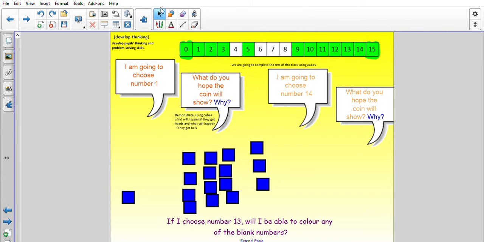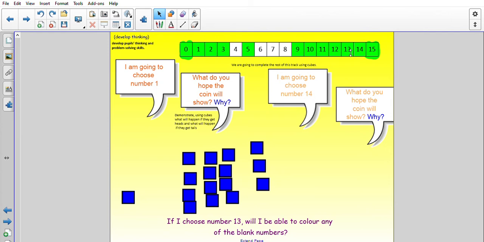Well done. So we've got to look really carefully at whether we want to roll a head so that we can add 1 more, or whether we want to roll a tail so we can take 1 away. Now here's a tricky question for you. If I choose number 13, here's number 13, will I be able to colour any more? If I throw a head and it goes 1 more, can I colour 14? Because 14 is 1 more than 13. No, 14 is already coloured, isn't it?